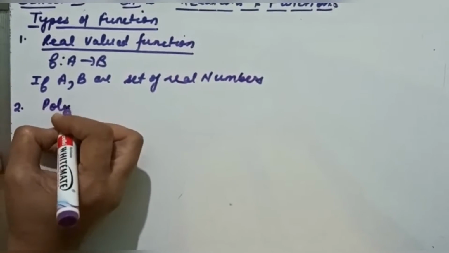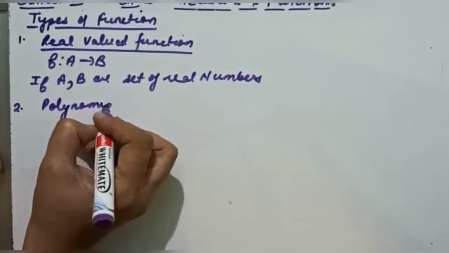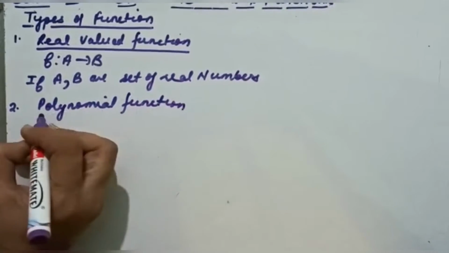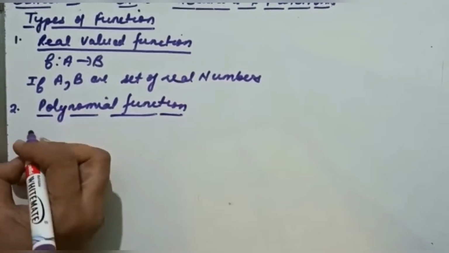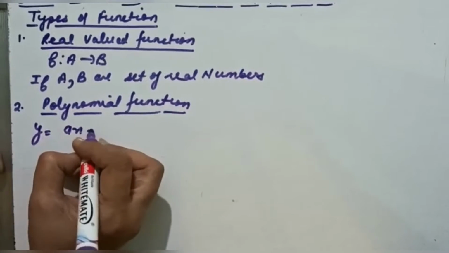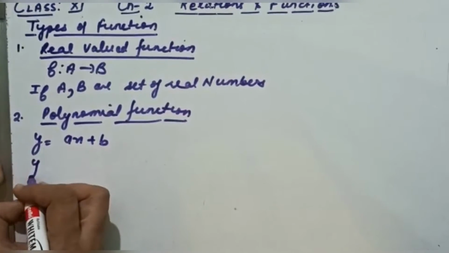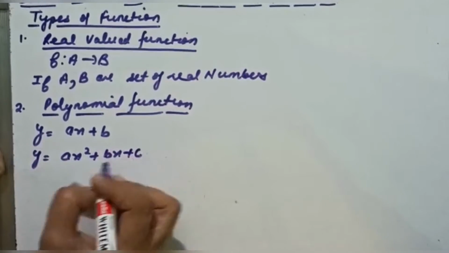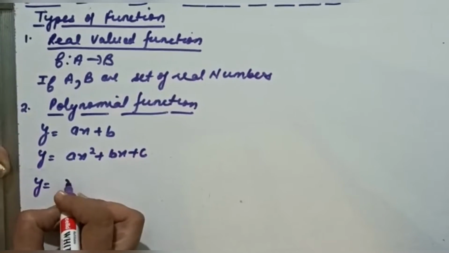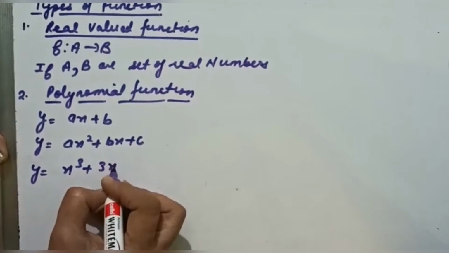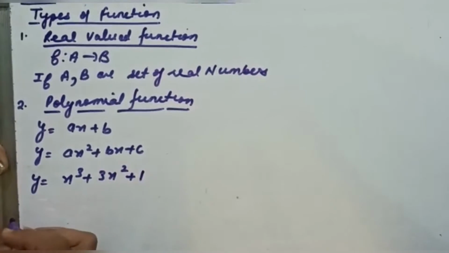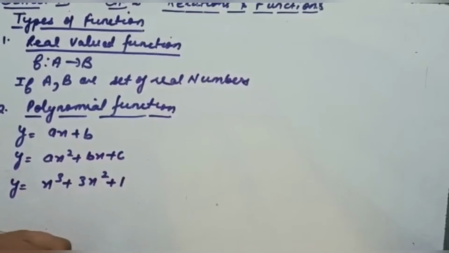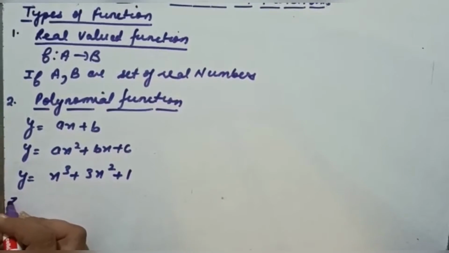Similarly, polynomial function, as the name suggests, is any function of the form y is equal to ax plus b. This is the linear polynomial. y is equal to ax square plus bx plus c, this is quadratic. Or y is equal to x cube plus 3x square plus 1, cubic polynomial, and so on. So such type of functions are known as polynomial functions.